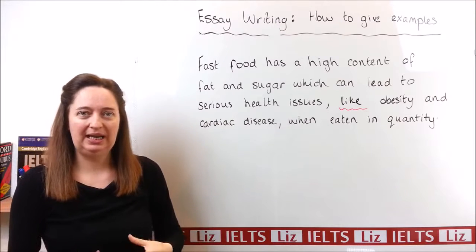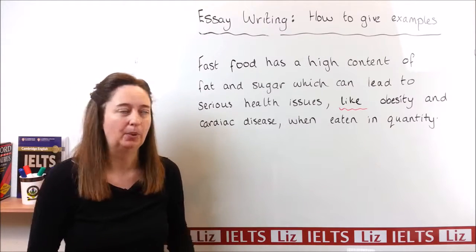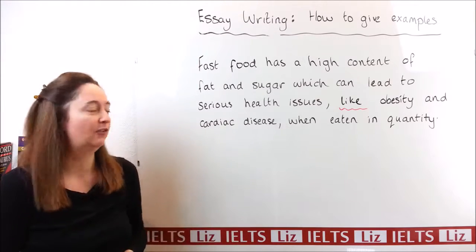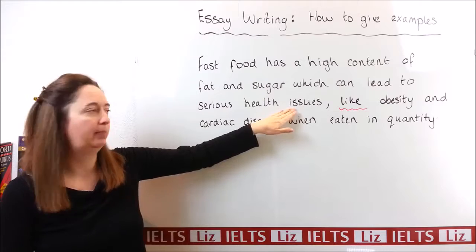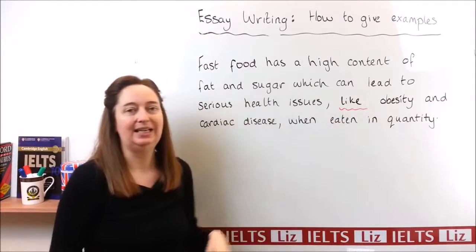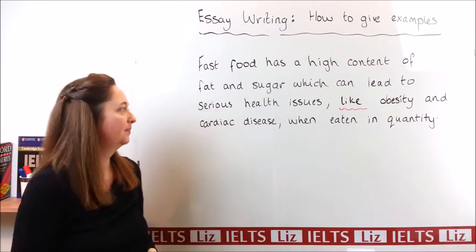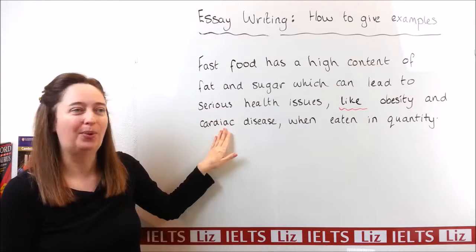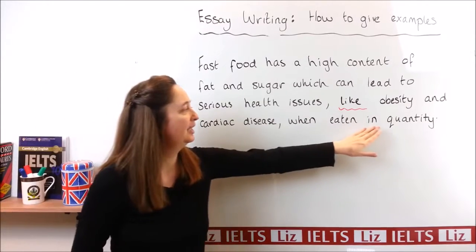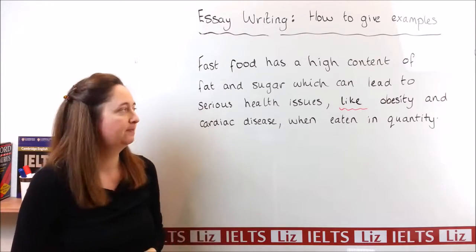Now, before I explain which linking devices you need to use to give examples, let me just quickly explain the vocabulary. So we've got serious health issues or health problems. Obesity is the problem of being extremely overweight. Cardiac disease is heart disease or heart problems. When eaten in quantity means when someone eats a lot of it.